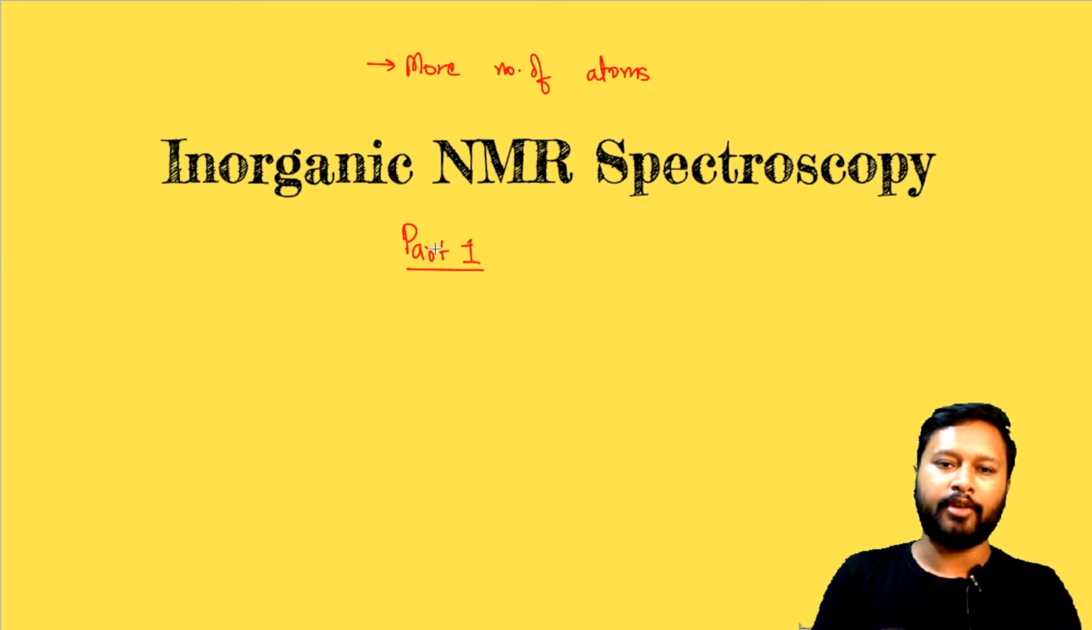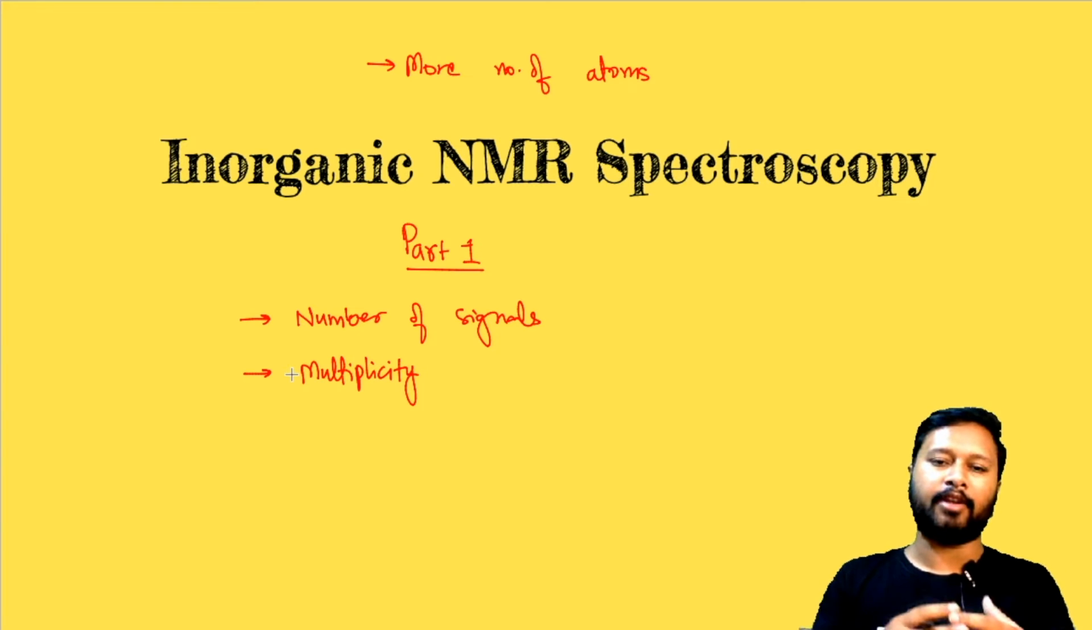In today's video, I am going to tell you how to find out the number of signals, like how many signals you are going to get, and the second thing which I will talk about is multiplicity. Okay, so multiplicity, how multiplicity takes place when you have different species around it. Now these things are very preliminary. It seems like very easy things, but the questions asked from them are quite complex.